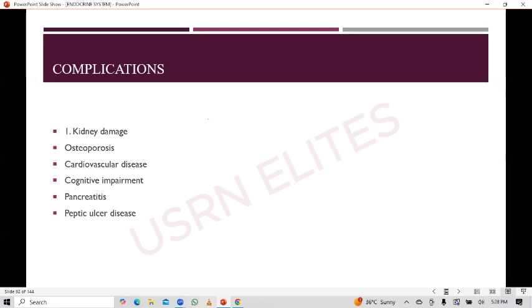How does hyperparathyroidism contribute to pancreatitis? Anytime you have high calcium levels, it activates what we call trypsinogen. It leads to the activation of trypsinogen into trypsin, and when there's more production of trypsin, it causes autodigestion of the pancreas, and that can lead to pancreatitis.